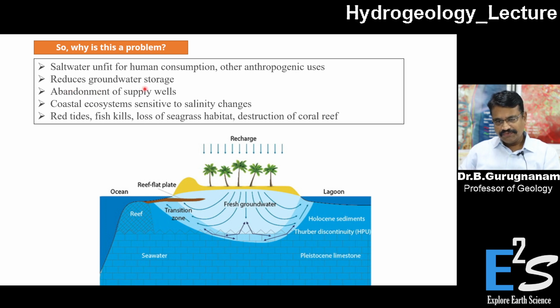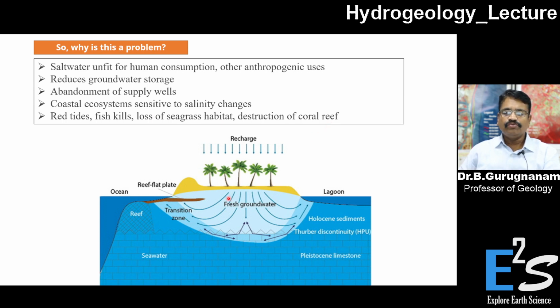Yes, obviously, once it is coming in, you cannot send it out. So, abandonment of supply wells. Continuously, all your wells will be abandoned because you won't be able to use the water. The wells will become abandoned over a period of time. Coastal ecosystems are sensitive to salinity changes: red tides, fish kills, loss of seagrass, destruction of coral reefs. All these are the causes behind this problem.